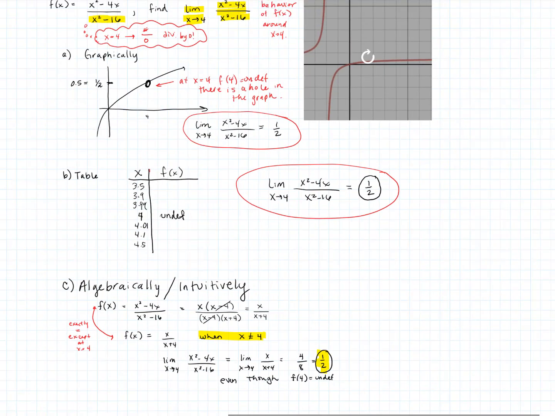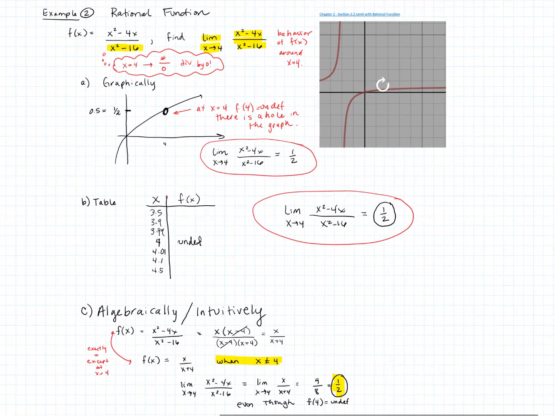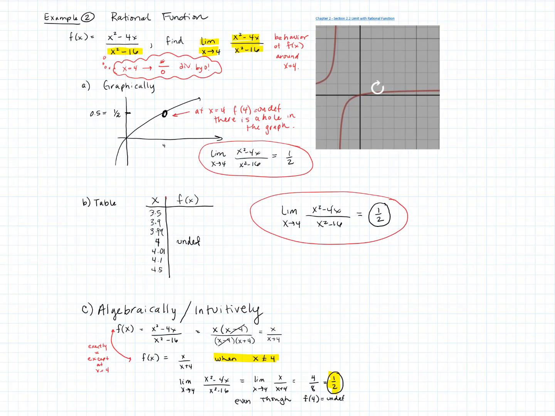I'll try to get them all on the screen. My screen keeps freezing up on me today, but there we go. Okay, and you can see those 3 different approaches, but we're still getting that limit of 1/2. However we come at it, we still get that limit of 1/2.